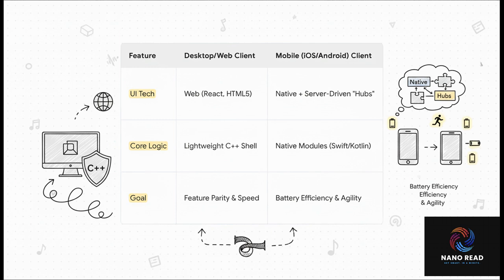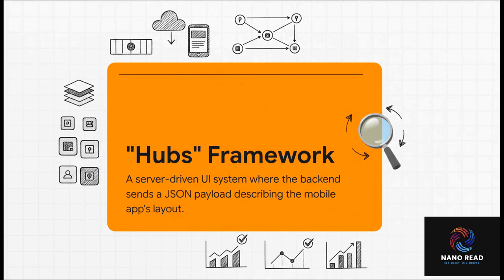But on your phone, that's a whole different ballgame. The big priorities there are battery life and pure speed. So they use native code, that's Swift for iPhones and Kotlin for Android, to get every last drop of performance. But they add a pretty clever twist for the UI. And that twist is called the Hubs framework.